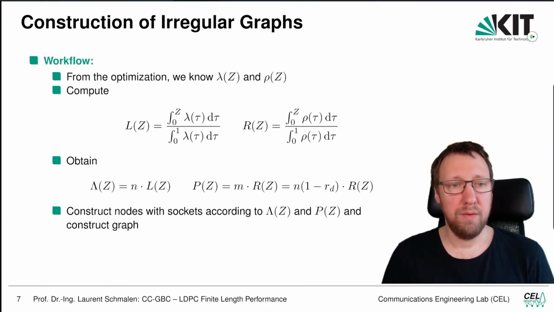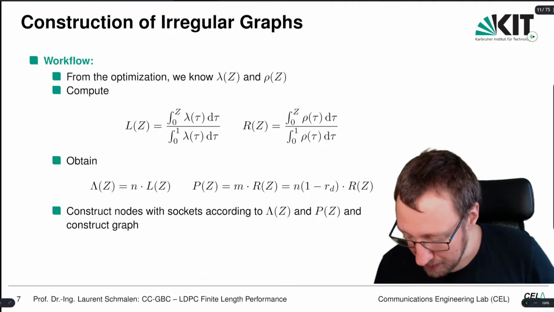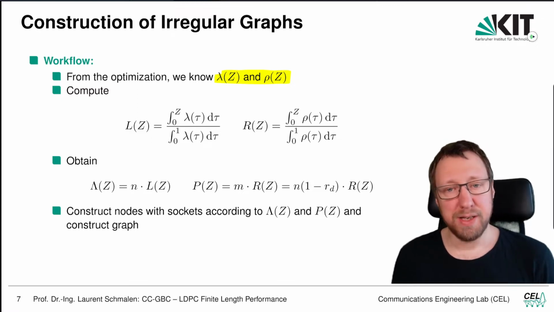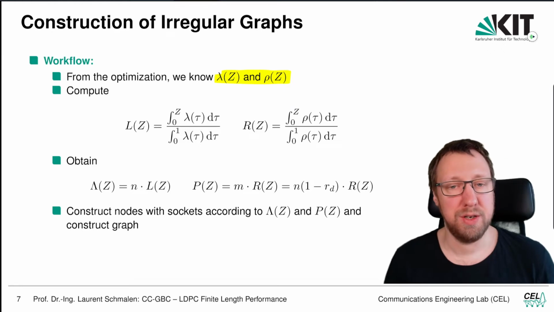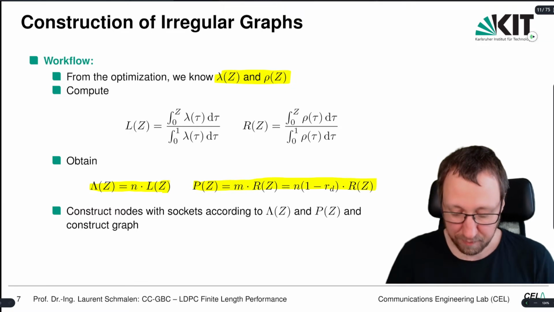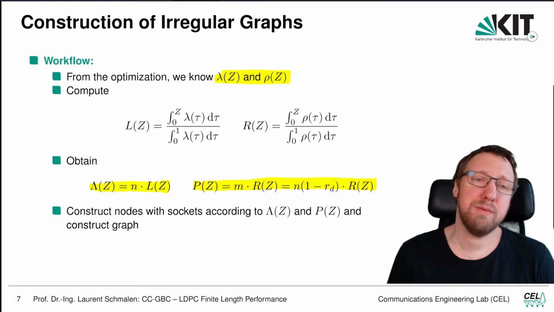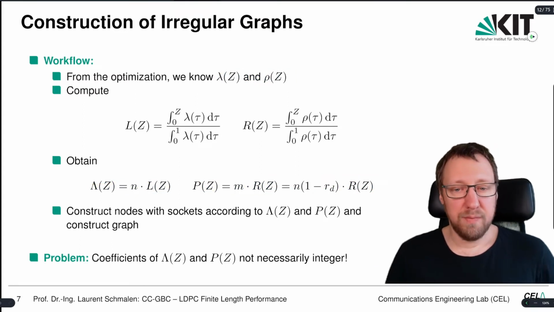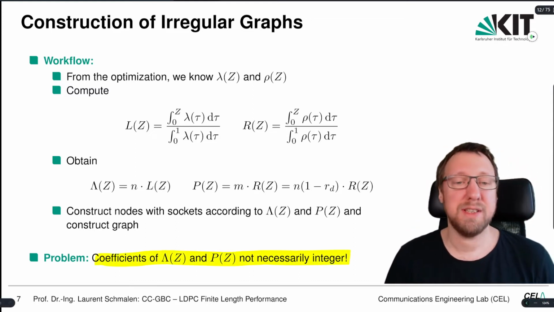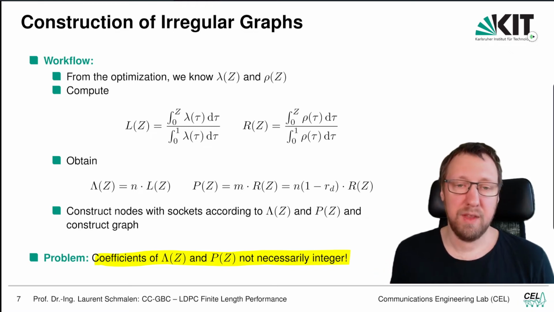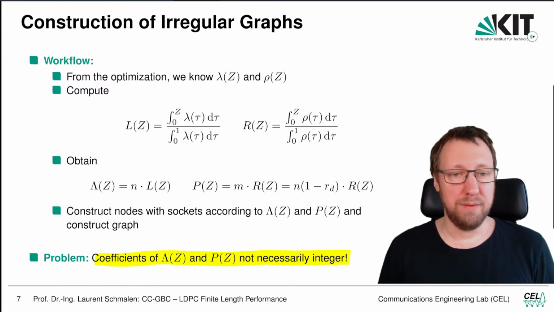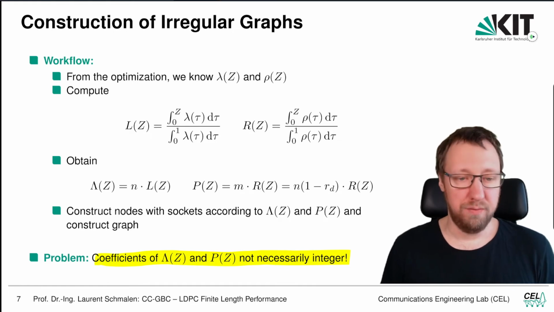So the workflow, again, is the following. From the optimization, we know lambda of z and rho of z. We calculate L of z, R of z. As I mentioned before, you have the equation again here. Then we calculate the number of nodes, and then we construct the nodes with the sockets, and we construct the graph. The problem that we encounter is that the coefficients of L of z and R of z are not necessarily integer. Particularly if you look at the degree distribution, we end up with something that may not be integer, and that could be an issue.